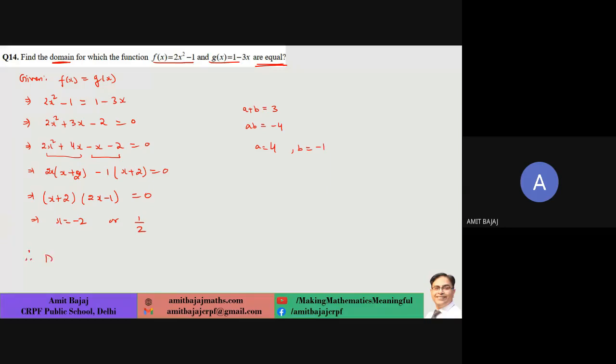Therefore, you had been asked the domain, so the required domain is the collection of only two elements, -2 and 1/2. The face value we see may be different, but it is still possible that the two functions are equal. This is a very, very important observation. In 12th we study this in more detail.